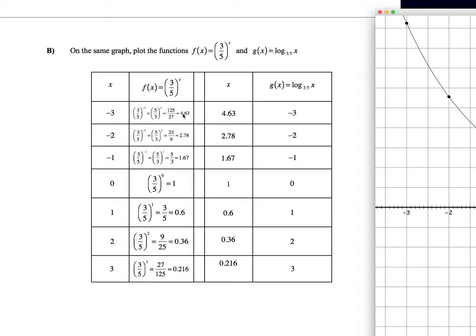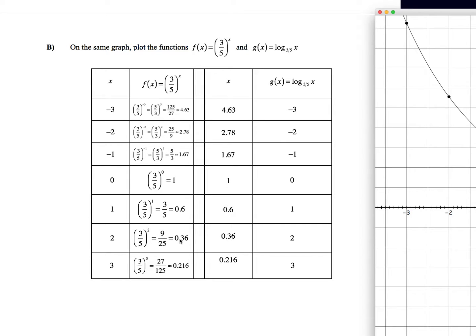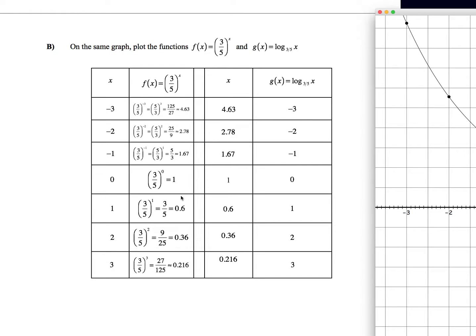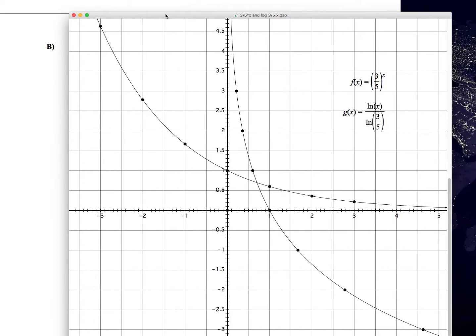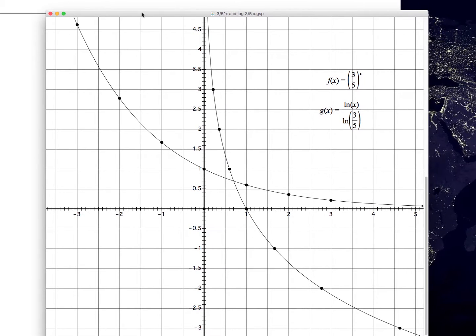And so you have all the same values you did before, you just have them in the reverse order. So instead of 0.216 being up here, 0.216 is down here. And instead of having 2.78 here, 2.78 is up here, and etc., etc. And then once again, the values that you get in this column, you simply repeat in this column, and the values you have for your x's here, you repeat as your y's here. Okay?